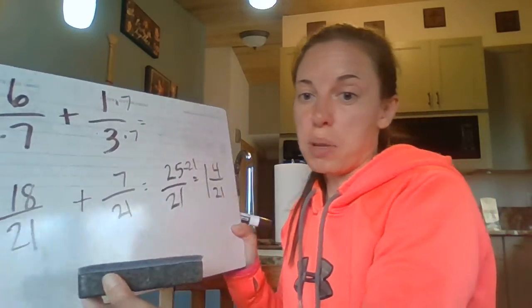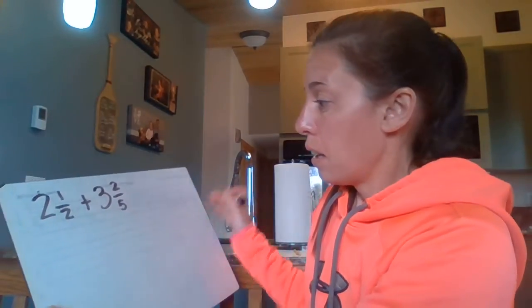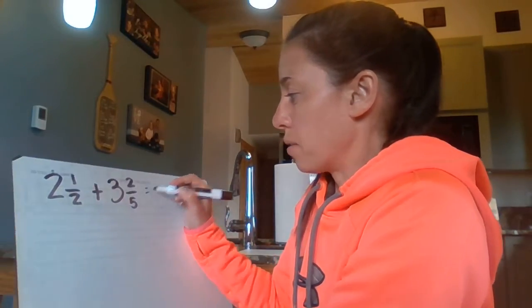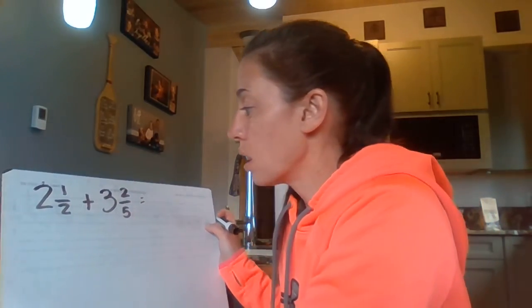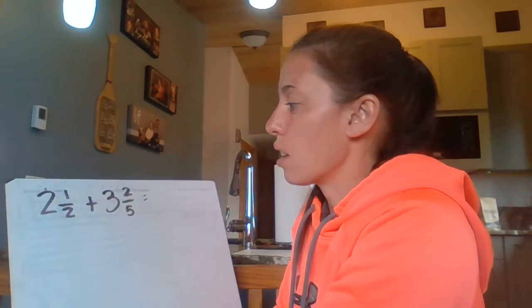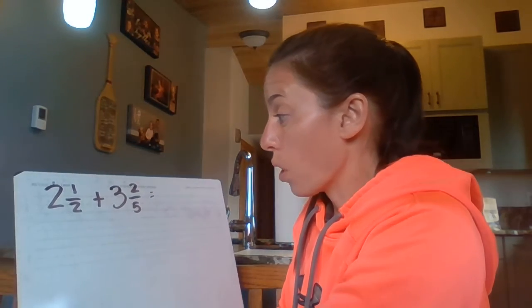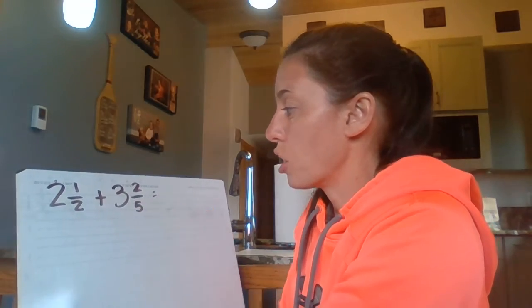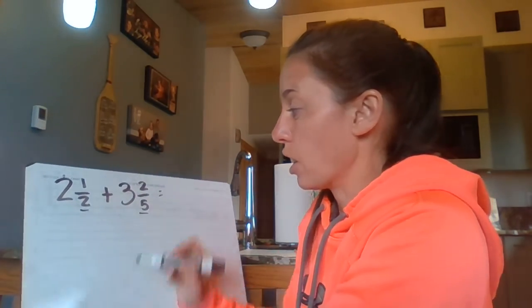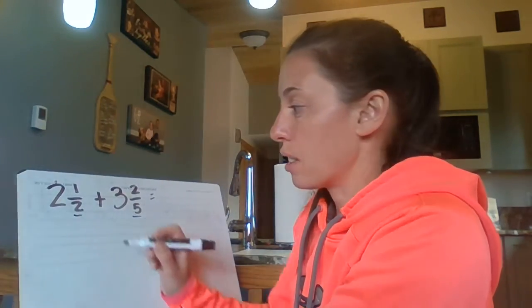The next one's with a mixed number. So give me a second here. Our mixed number that we have is going to be 2 1/2 plus 3 2/5. So I can do this one of two ways. What I can do is change these all to improper fractions, or I can look at just my fractions here and add them up. I'm going to do it both ways, see if we get the same answer.